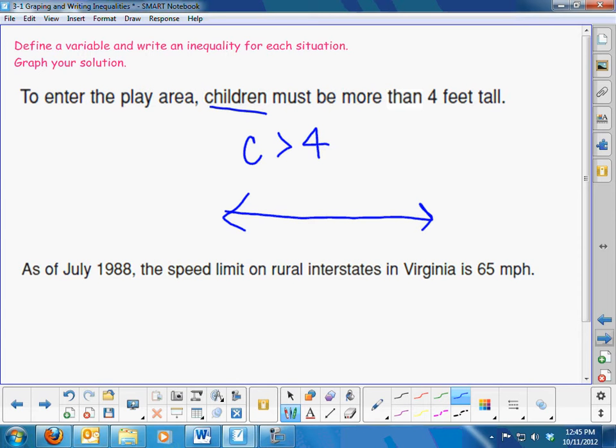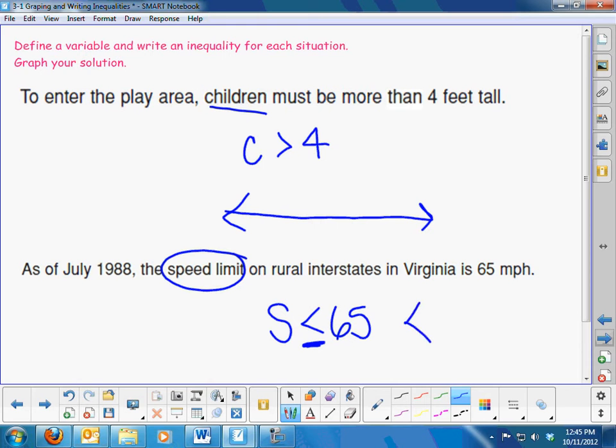As of July 1988, the speed limit on rural interstates in Virginia is 65 miles per hour. So we're talking about a speed limit here. I know a speed limit tells me I can go that speed or I can go less than that. Right? If the speed limit's 65, could I drive exactly 65? I really could. As long as I don't go up to 66, I'm pretty safe. So I know that my speed needs to be less than, or it could be equal to, 65.